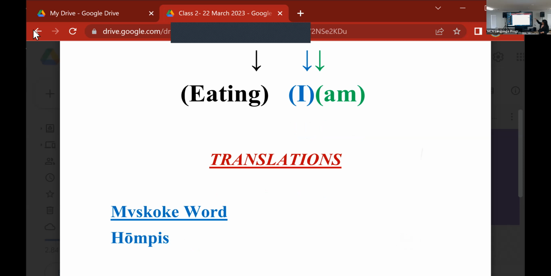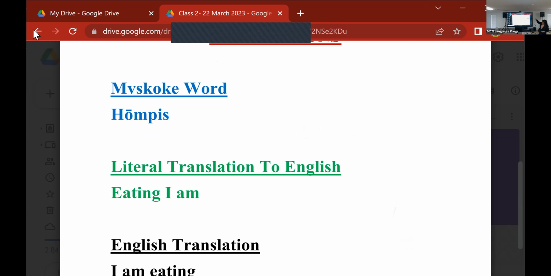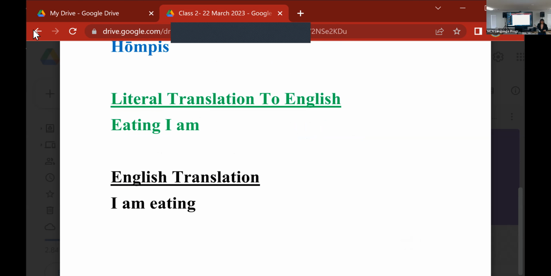And I put the translations here. So this is our Mvskoke word, Mvhayv. This is the literal translation, eating, I am. This is the English translation, I am. So you see how you go from home base. And I've got all the rules written out there. I've got all of the examples. You can go over this.